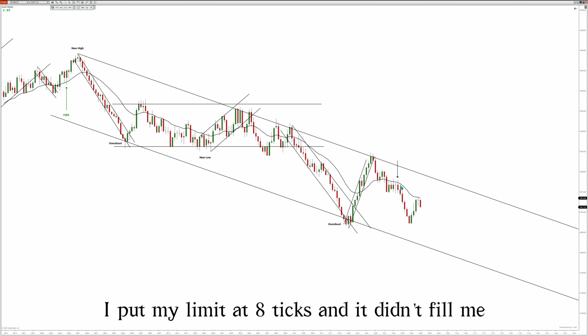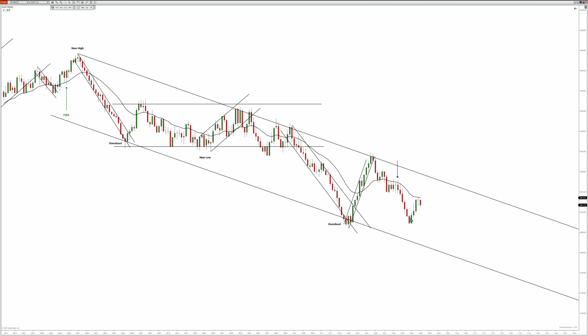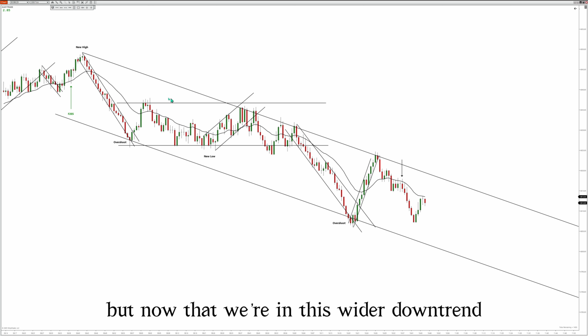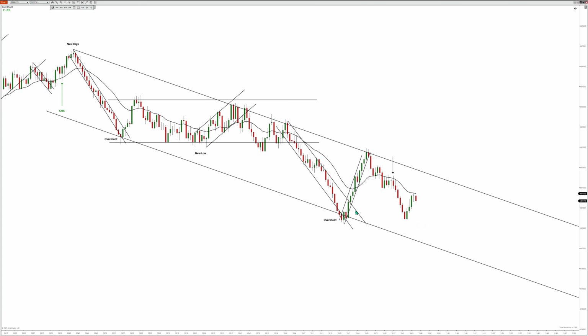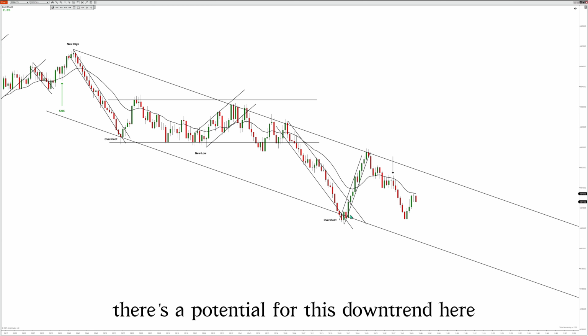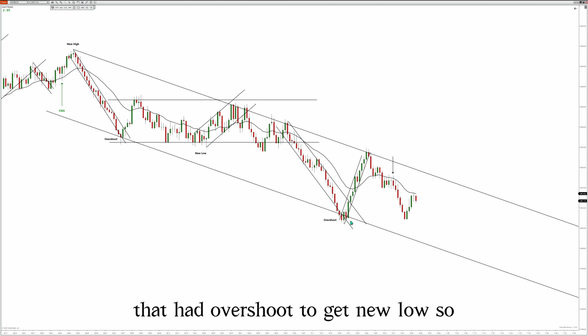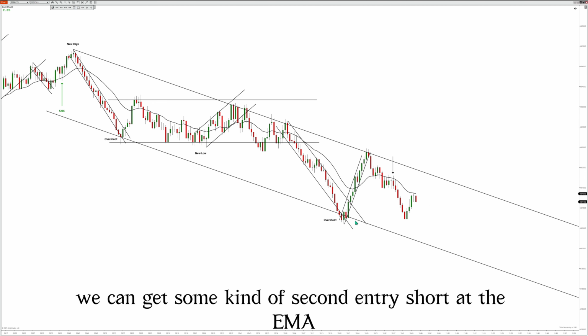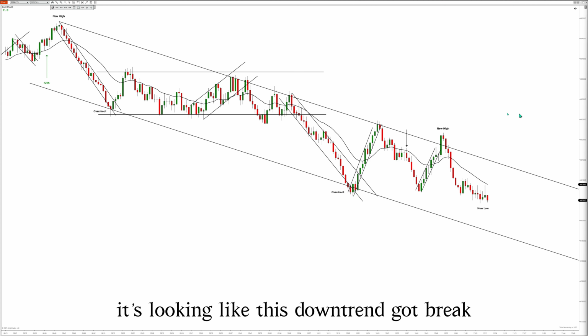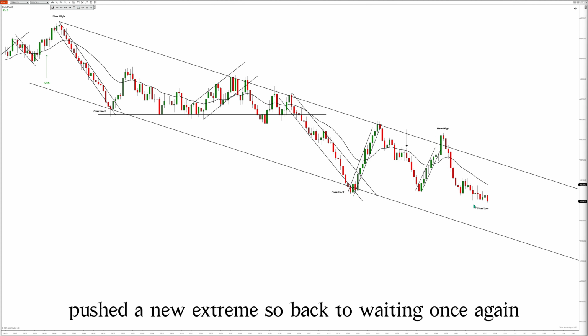I put my limit at 8 ticks and it didn't fill me. But if you got filled on this trade, it's decent. You caught a nice trade there. But now that we're in this wider downtrend, the bias is bearish. There's a potential for this downtrend here that had overshoot to get new low. So I'm definitely thinking bearish. Hopefully we can get some kind of second entry short at the EMA. It's looking like this downtrend got break, pushed to new extreme. So back to waiting once again.